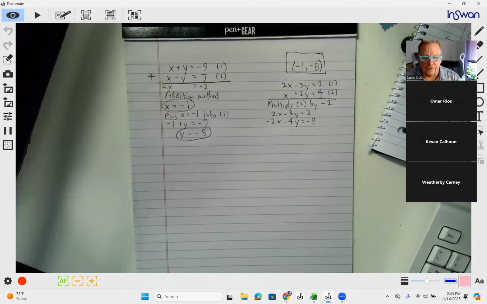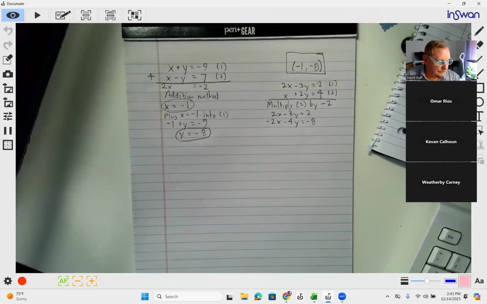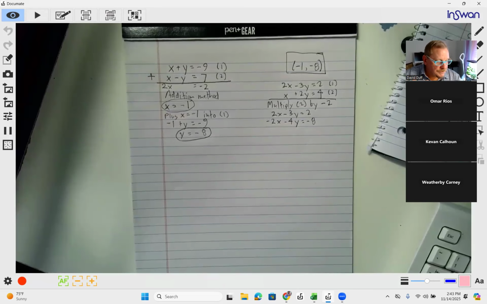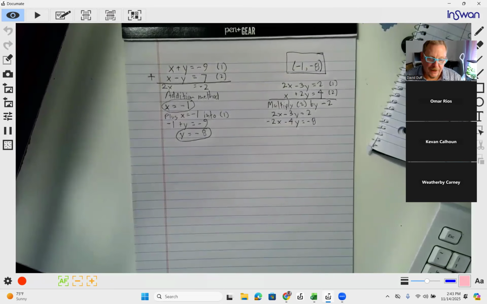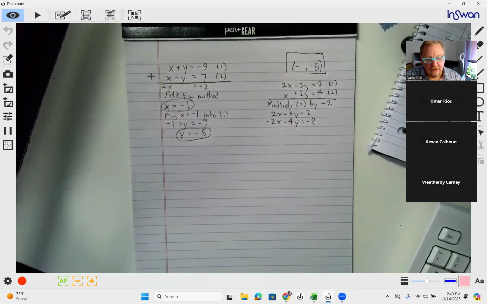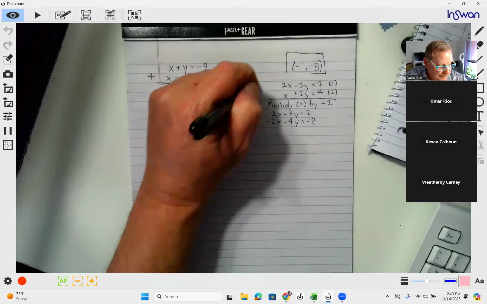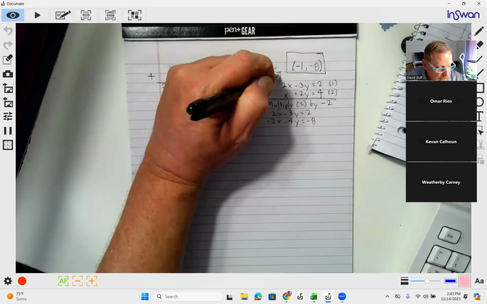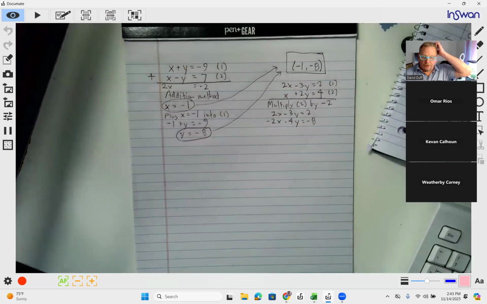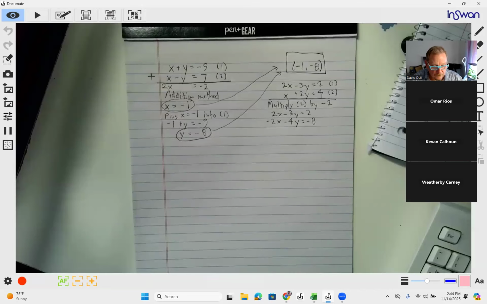You got to get one of the variables to cancel out when you add them together. And then solve for the one that didn't cancel out. And then use the value from the one that didn't cancel out to back substitute into one of the equations to get the value of the other variable. And you'll notice that this exactly matches what we got when we plugged it into Desmos. Are we cool so far? Good. All right.